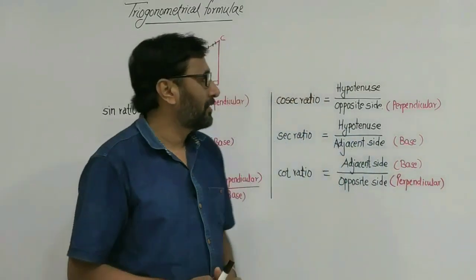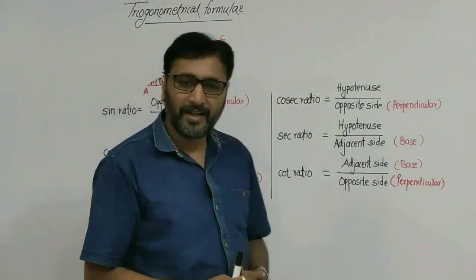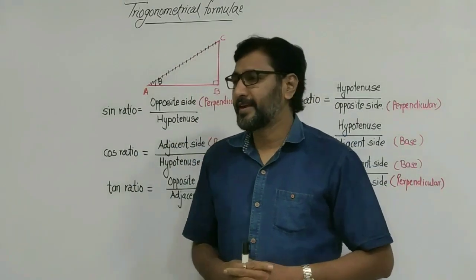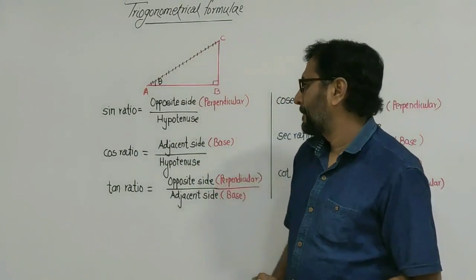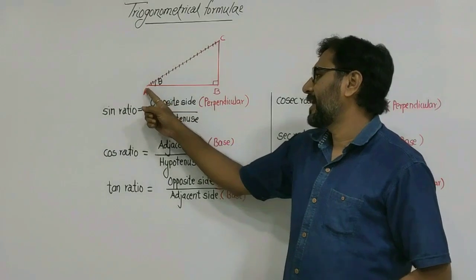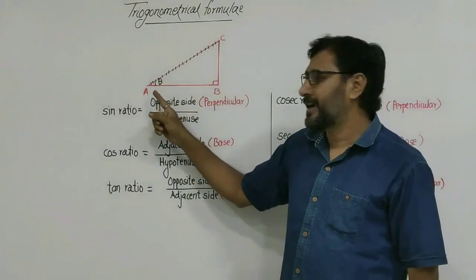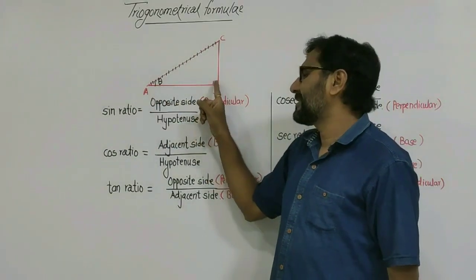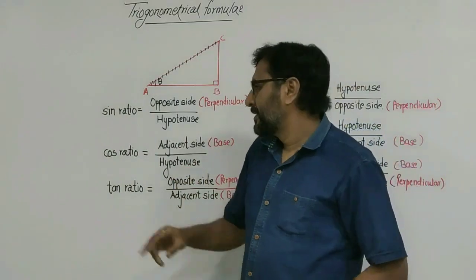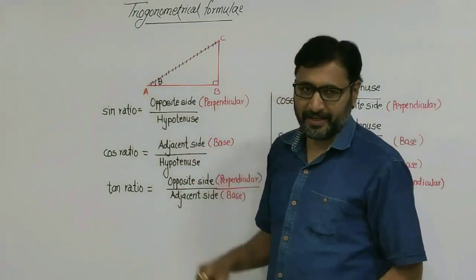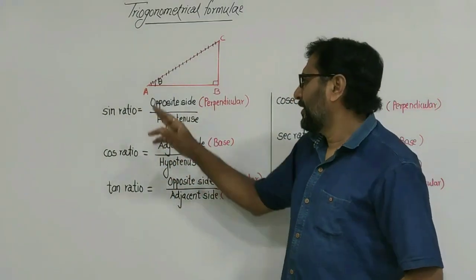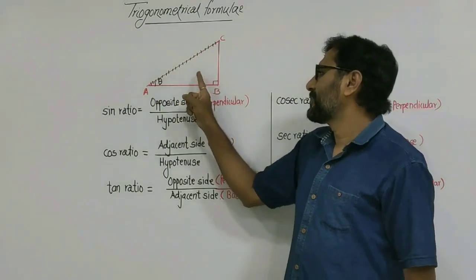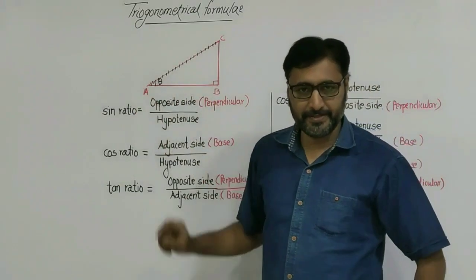You know, this trigonometry is related to acute angles of right angle triangle. Consider the right angle triangle ABC. In this right angle triangle, angle ABC is the 90 degree. Suppose angle A is theta degree. You know, in right angle triangle, side opposite to 90 degree is hypotenuse.